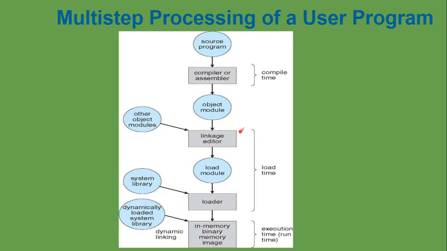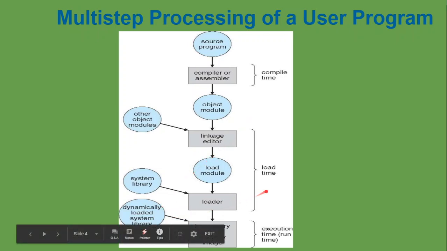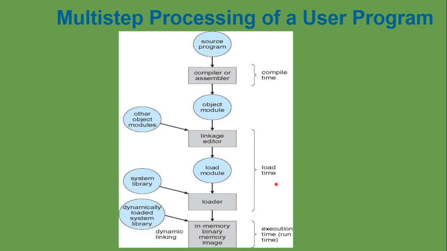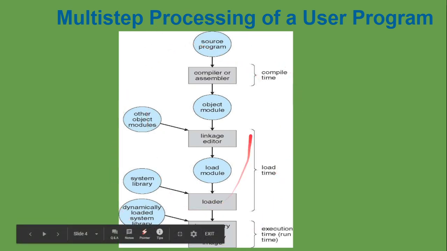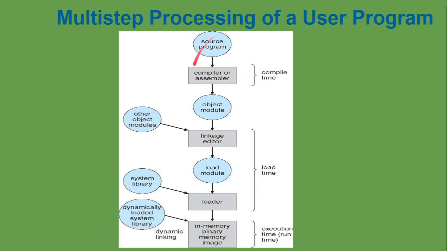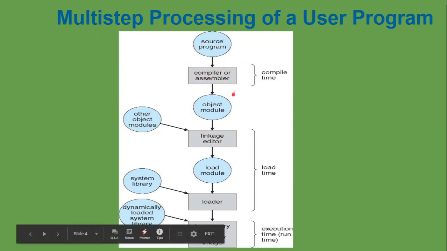Here we can talk about dynamic linking. Dynamic linking takes place at execution time. This is how whatever program you enter into the system, whether it is a high level language program or assembly language program, gets executed inside the system.